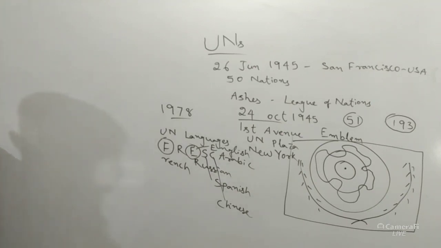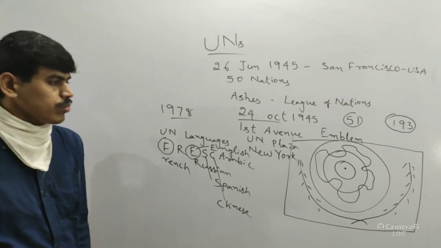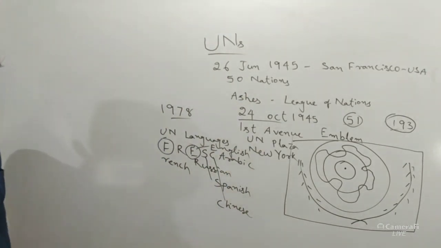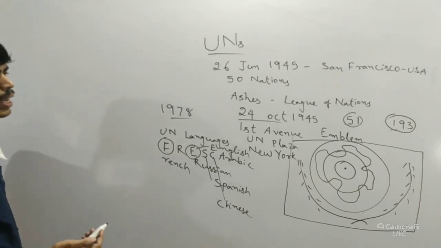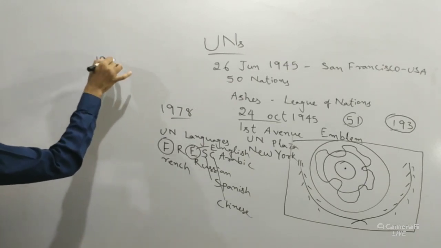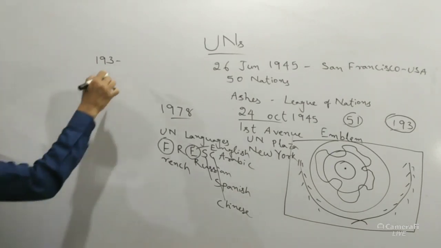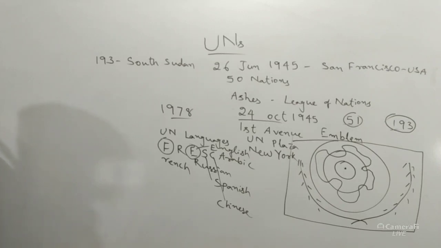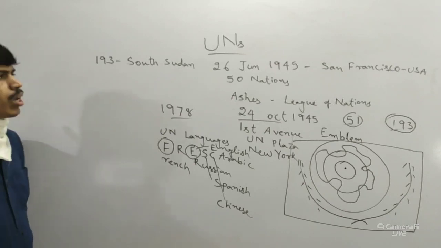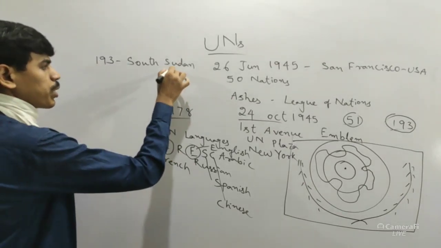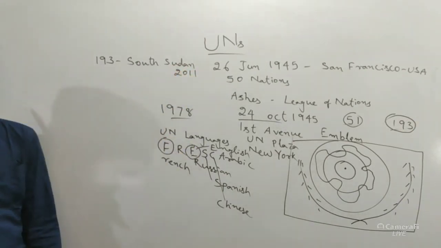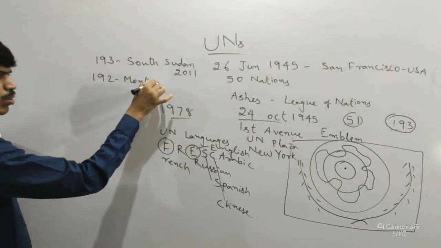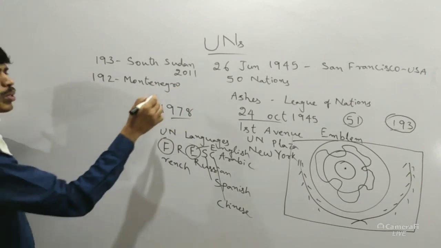A common question is what is the total number of members, what is the original member count, and who is the last member. Such questions are repeatedly asked in exams. The last, 193rd member of the UN is South Sudan. It became a member in 2011. Then the 192nd member is Montenegro, which became a member in 2006.